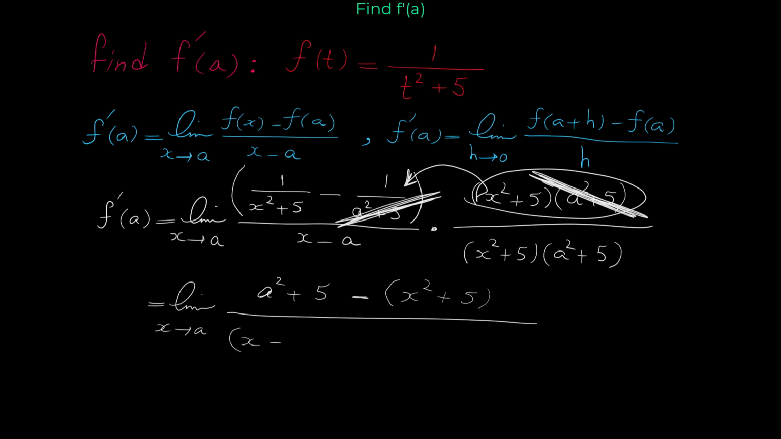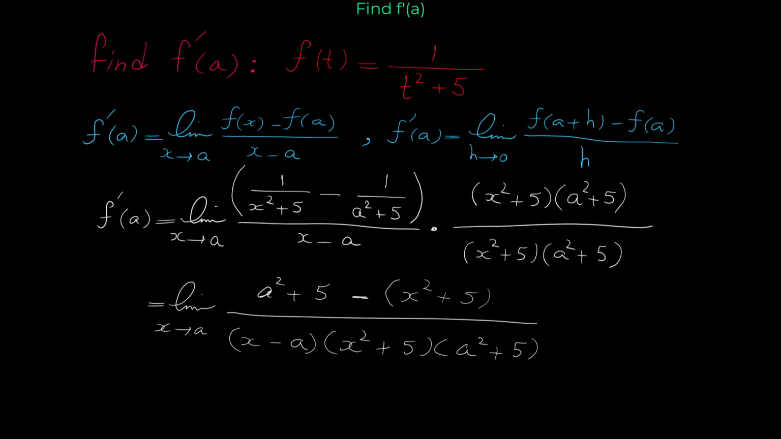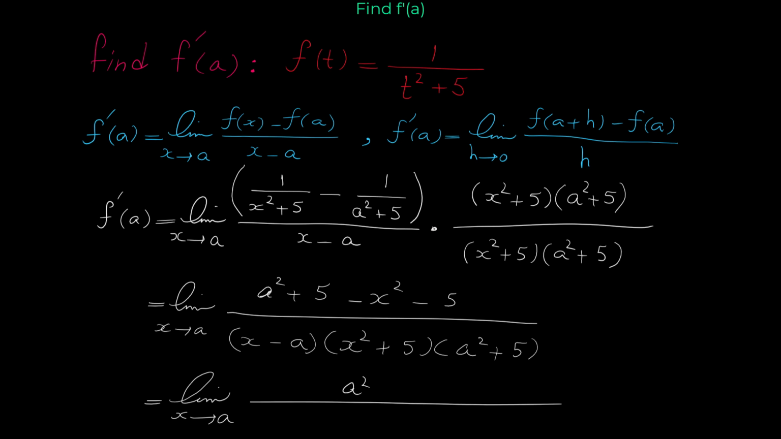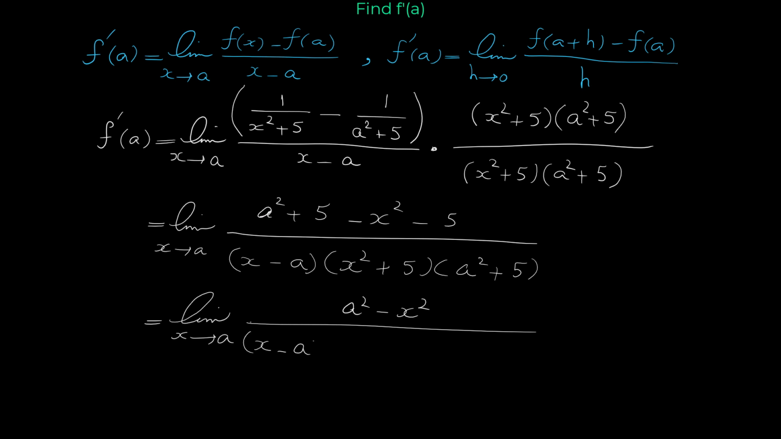And in the denominator, we just write x minus a times x squared plus 5 times a squared plus 5. If we apply this negative on this bracket, we have negative x squared, negative 5. So let me rewrite it. In the numerator we have minus x squared minus 5. 5 and 5 cancel each other in the numerator. This cancels with this. And so after that we have limit x approaches a of a squared minus x squared over x minus a times x squared plus 5 times a squared plus 5.